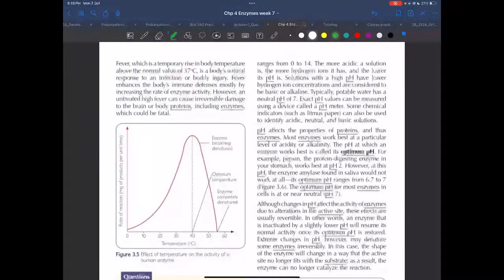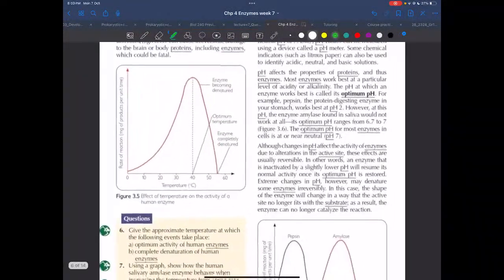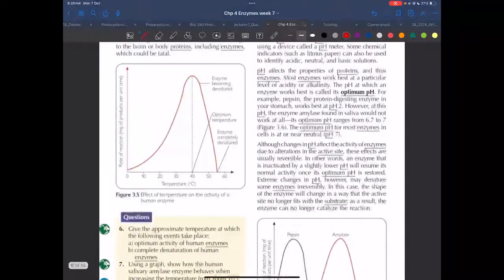Okay, so here are also other examples. That's just examples. This is an important graph to know. Look, at 40 degrees Celsius, look at the rate of my reaction. It's highest at that point. So what do I call this point? We call it optimum temperature.